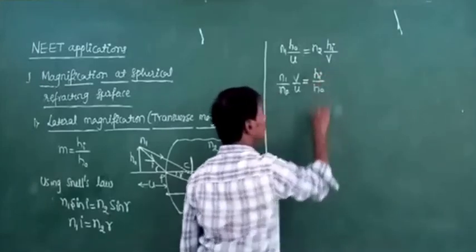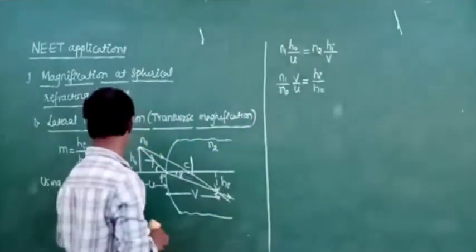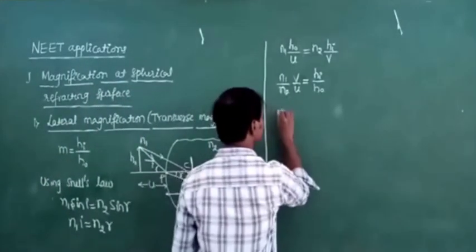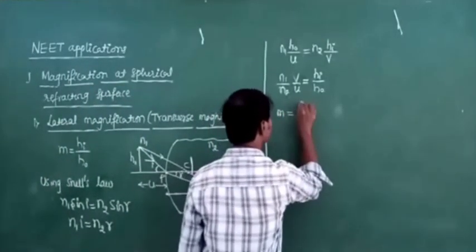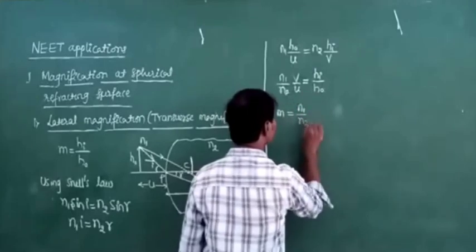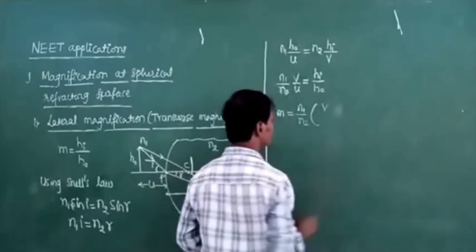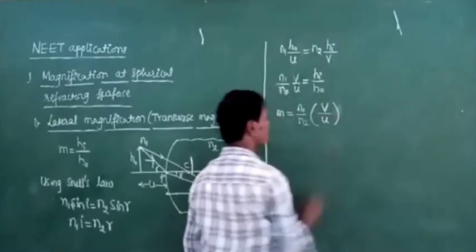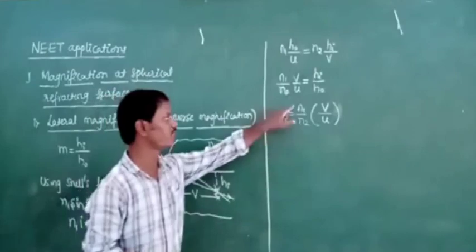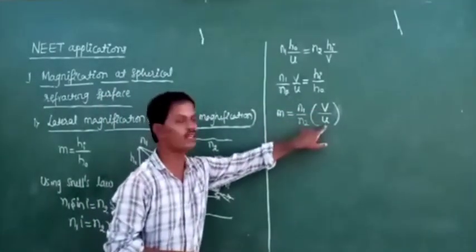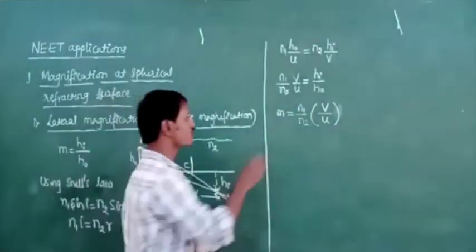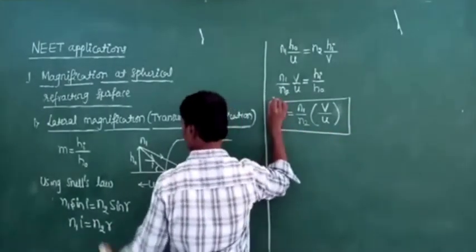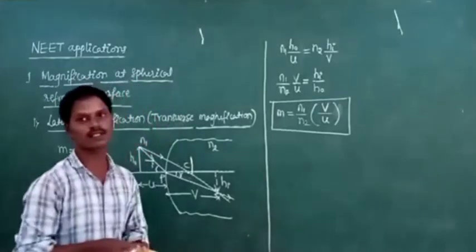Then what is HI by HO? HI by HO is nothing but the lateral magnification or transverse magnification, that is m is equal to n1 divided by n2 into v by u. So it is the magnification in terms of refractive indices, image distance and object distance. It is the formula for lateral magnification or transverse magnification.